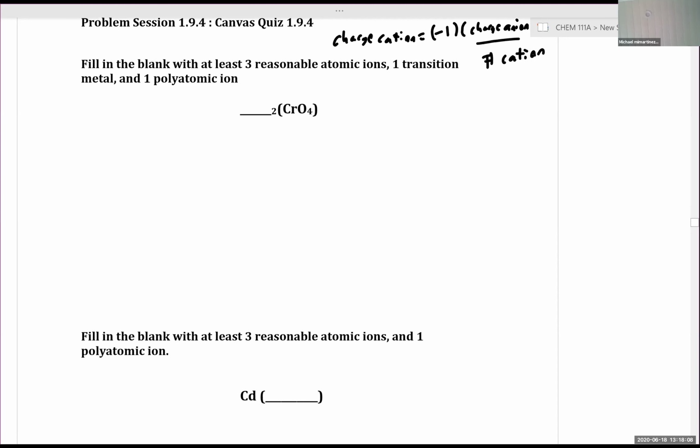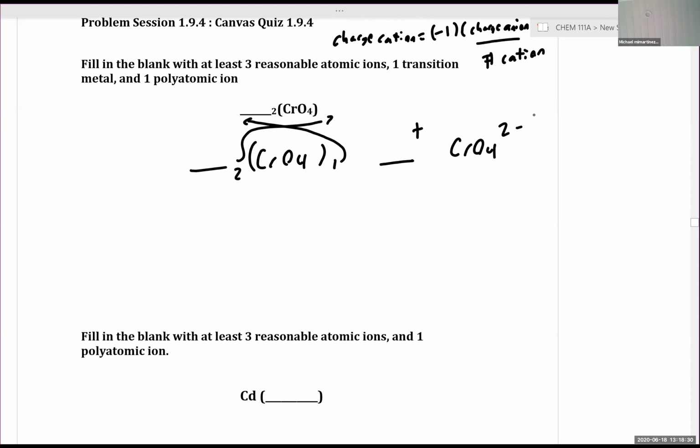Okay, so if we know the formula, then we can write our subscripts and we can cross our subscripts into the charge to get the charge of each ion. So this blank has a charge of +1. And chromate has a charge of 2-. This matches the tabulated charge of chromate.